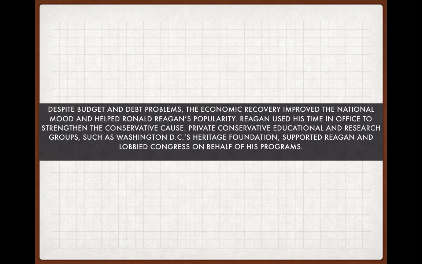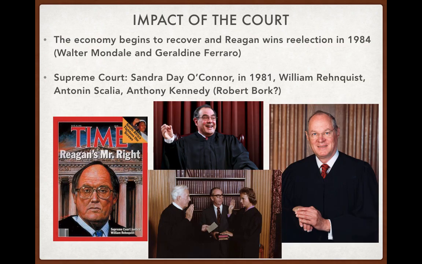One of his bodyguards was paralyzed, which leads to the passage of some gun legislation that is important in your textbook as well. The economy is going to begin to recover. Reagan wins re-election in 1984. He will beat the Democratic challengers Walter Mondale and Geraldine Ferraro, who is the first female vice president nominee. The Supreme Court will be Sandra Day O'Connor, the first female in 1981, William Rehnquist, Antonin Scalia, who recently died, and Anthony Kennedy. There was some pressure for him to nominate Robert Bork, who Nixon had employed to fire the special prosecutor, but that was ultimately rejected.